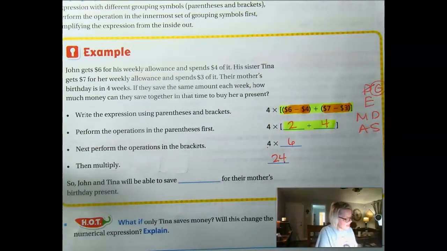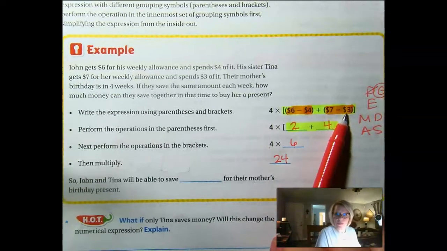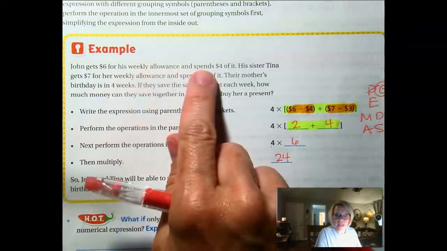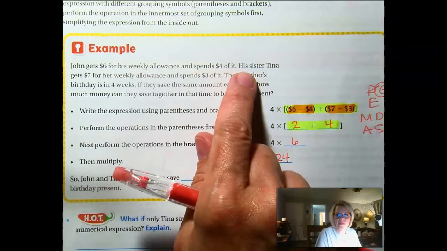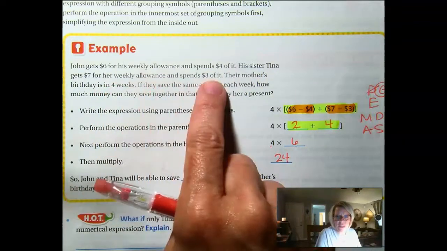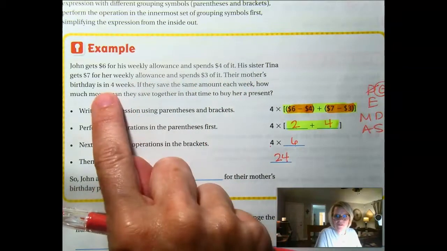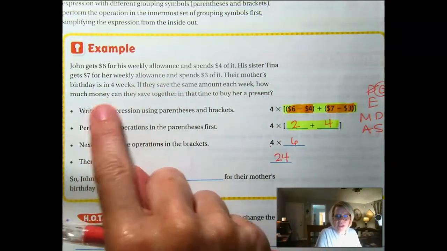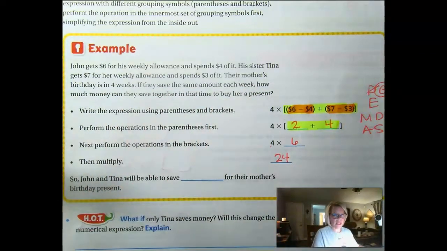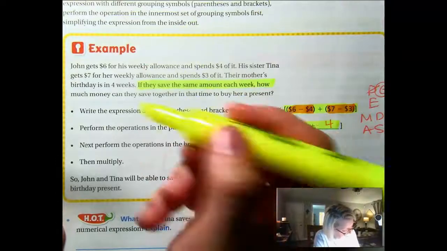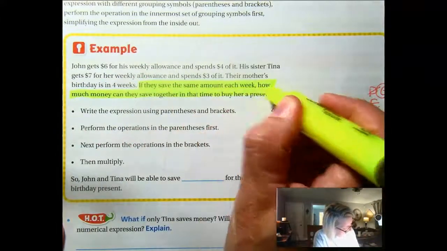Okay, so why are these values stuck together? Let's read this problem. It says John gets $6 for his weekly allowance and spends 4 of it. His sister Tina gets $7 for her weekly allowance and spends $3 of it. Their mother's birthday is in 4 weeks. So if they save the same amount each week, how much money can they save together in that time to buy her a present? So they're still spending their money, but they do want to save some for their mom. Maybe it's for Mother's Day. Oh, no, it said birthday. Sorry.